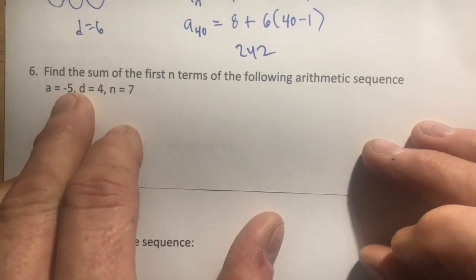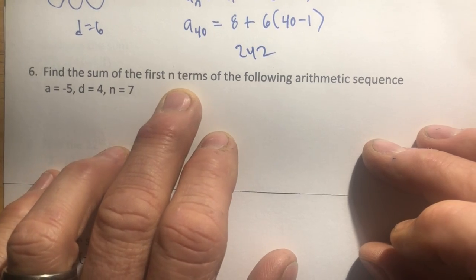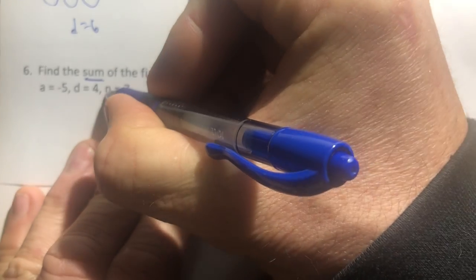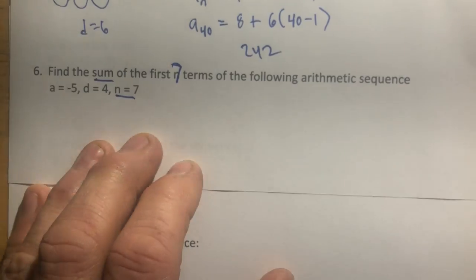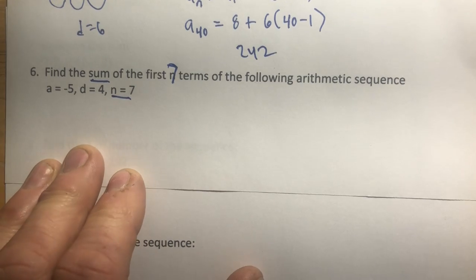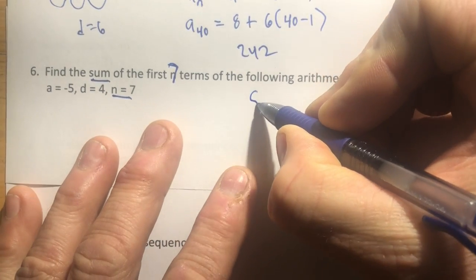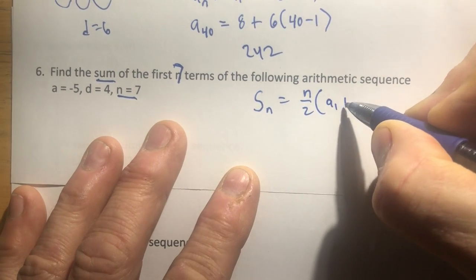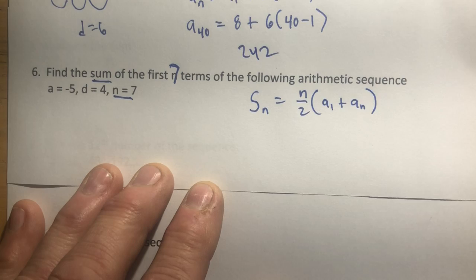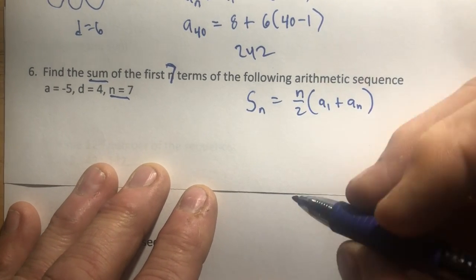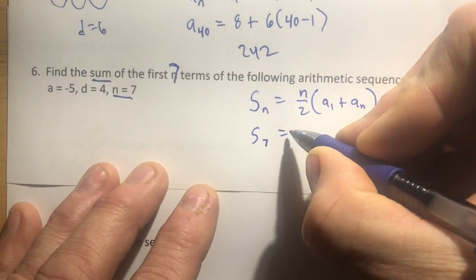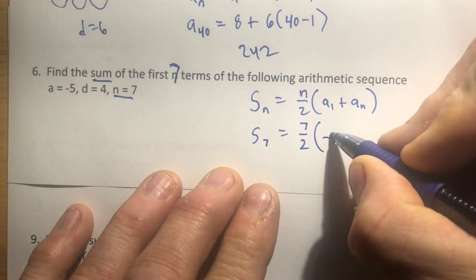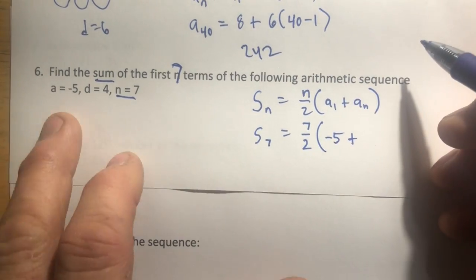What about this? Find the sum of the first n terms of the following arithmetic sequence. All right, we want the sum of the first 7 terms. You see, n is 7, so we want the first 7 terms. Okay? All right, so to do that, you got to do this formula. S sub n equals n divided by 2 times a sub 1 plus a sub n. Okay? So the sum of these 7 terms is going to be 7 divided by 2 times the first term, which it says right there is negative 5, plus the 7th term, which we don't have.